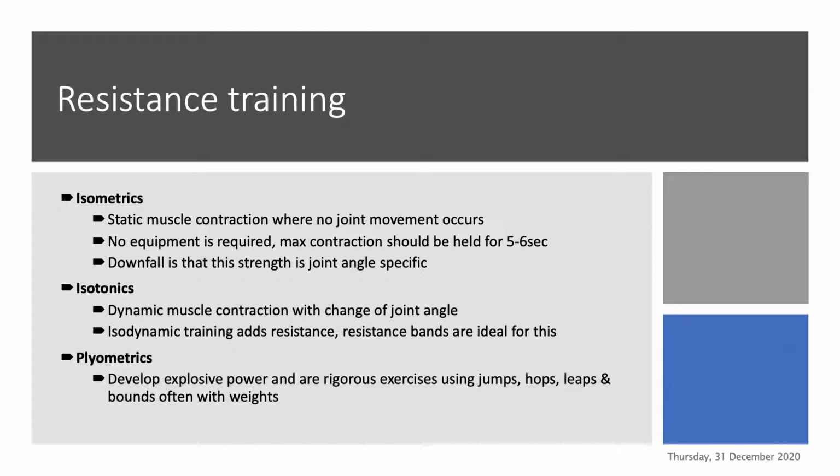So it works at different angles. Now, then there's also isotonics, and this works very well with resistance training. So going down and going up through the movement. So we go through that range of motion with the resistance. And then there is plyometrics, which develops explosive power using rigorous exercises such as jumps, hops, and skips.